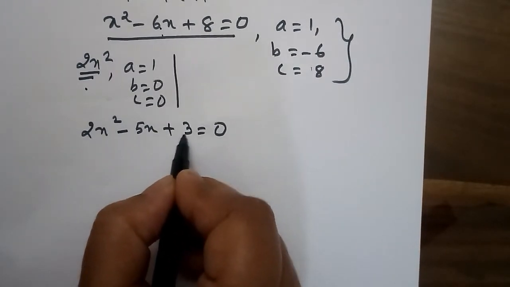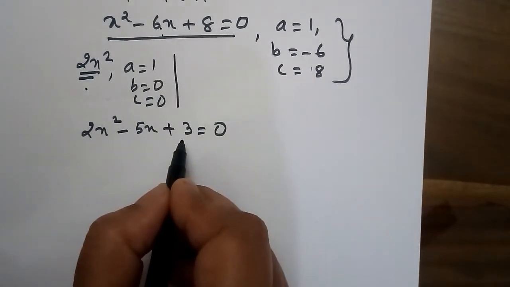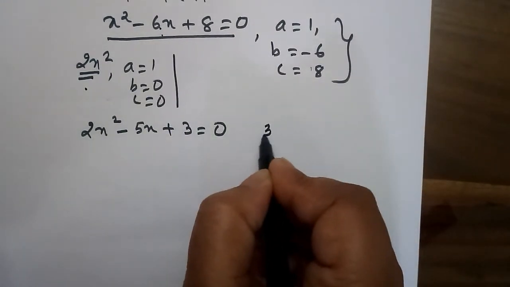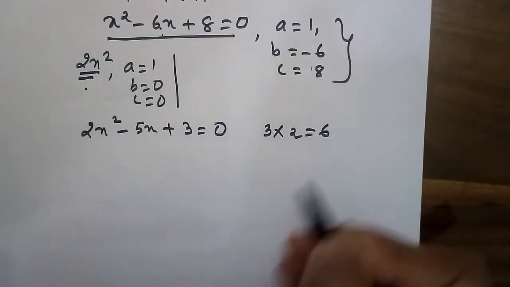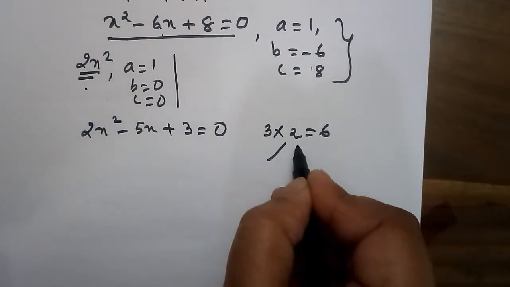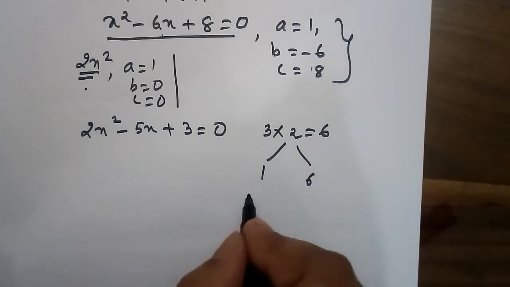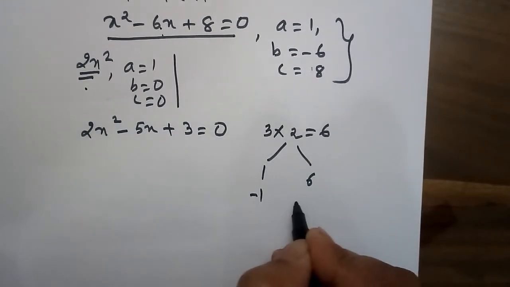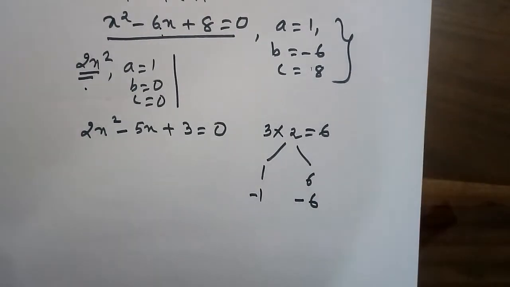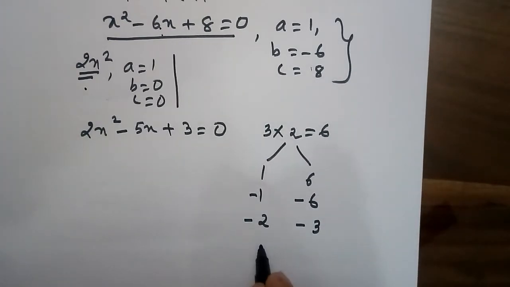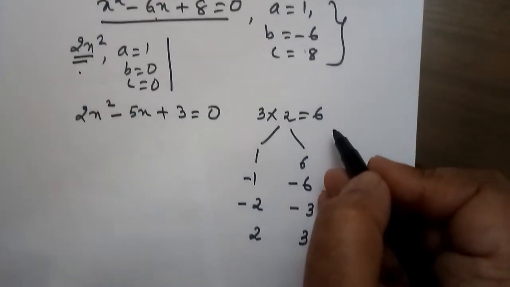Now, what do you do to split the middle term? You multiply this 3 by this 2. That means you multiply the constant term by the coefficient of the x square term. So when I multiply 3 into 2, I get 6. Now I have to find all possible factors of 6. 1 into 6 gives me 6, minus 1 into minus 6 also gives me 6, minus 2 into minus 3 also gives me 6, and 2 into 3 also gives me 6. These are the various possibilities to get an answer of 6.